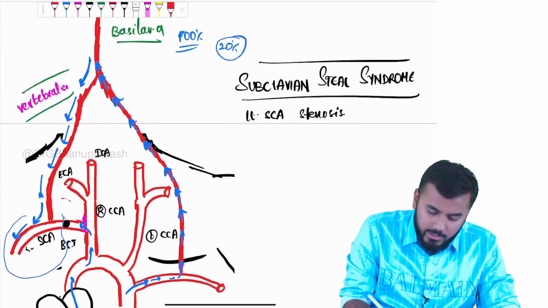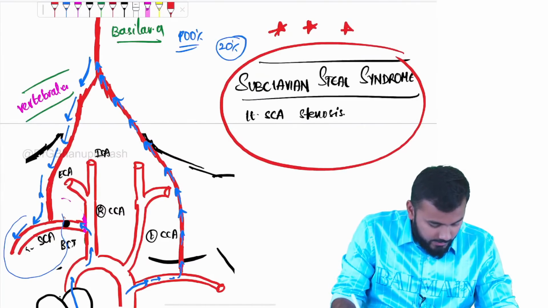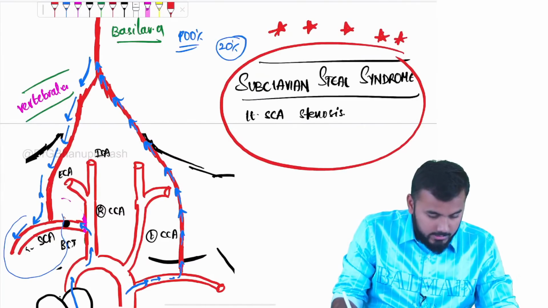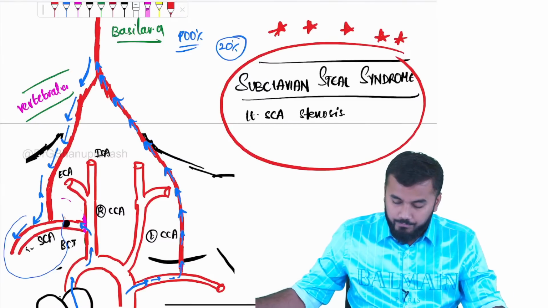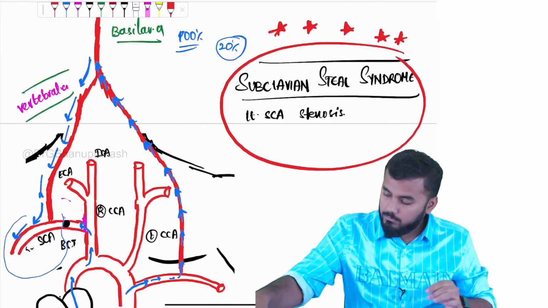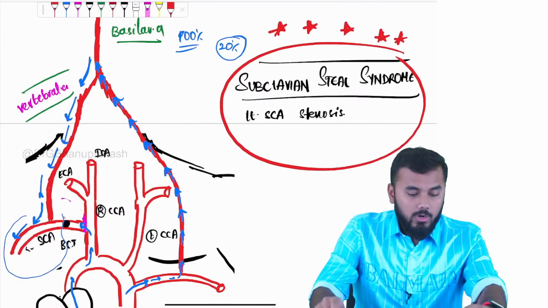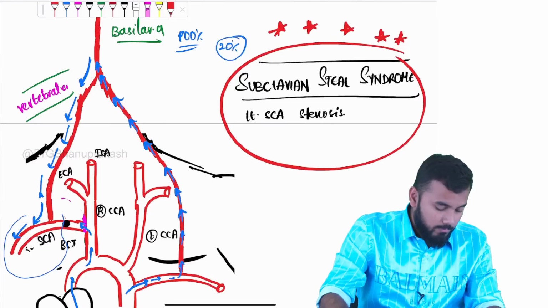Very, very high yield, guys. Right. So, did you all understand this subclavian steal syndrome?